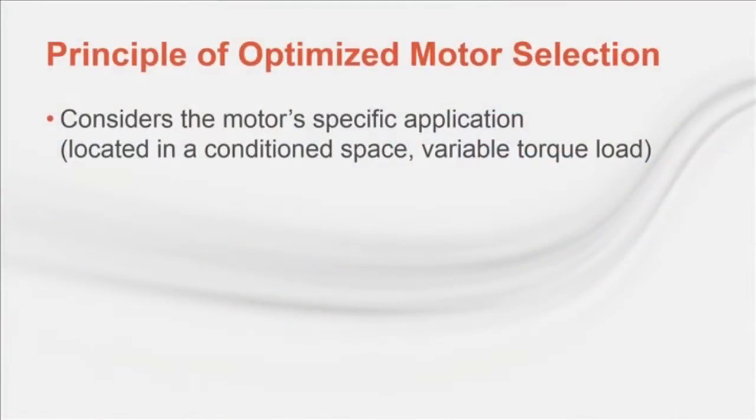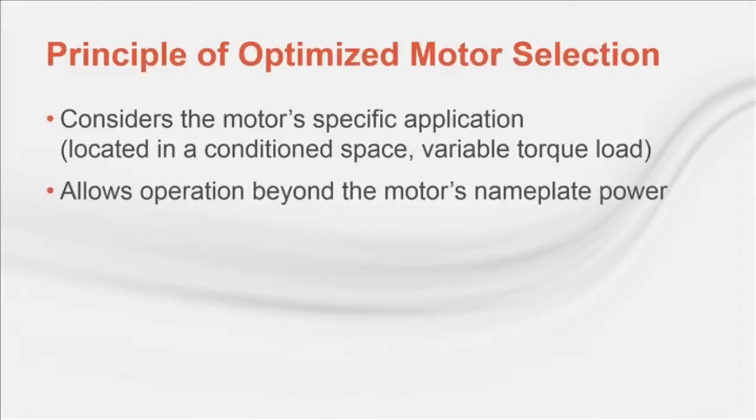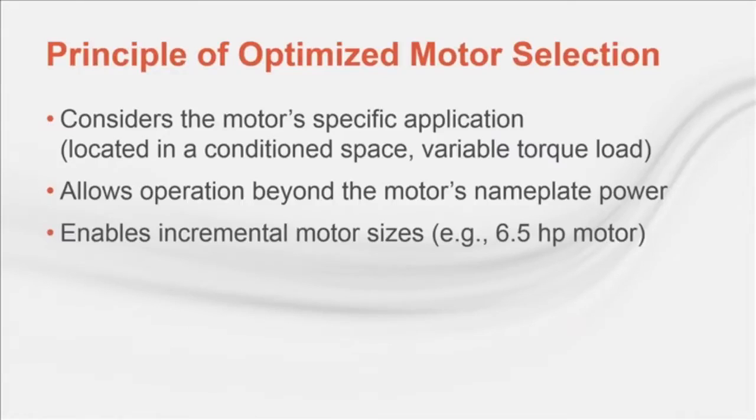The principle is to take advantage of the motor-specific application. In an air handler, the motor is typically inside the casing, operating in a conditioned space under a variable torque load. In this specific application, the motor is able to handle much more than its nameplate power, generally up to 50% more. This enables incremental motor sizes that are in between the traditional NEMA increments.